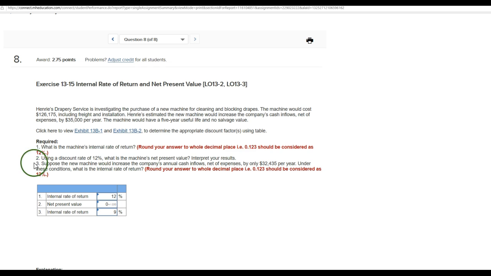Now in this one, let's see what's required. The first one, we're going to compute the machine's internal rate of return. You can already see the answers down here, so we'll see how to get these. To generate the internal rate of return, notice that in the information up here they have not given us an interest rate yet, a discount rate. We have to compute that.